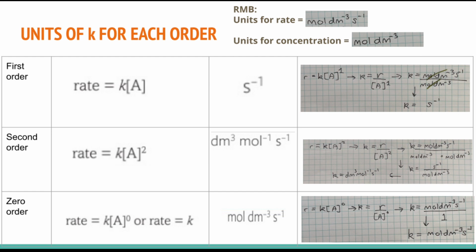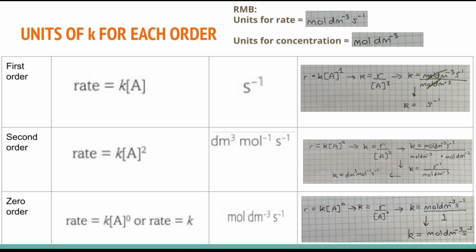And for second order, we write the rate equation again, which is rate equals little k multiplied with concentration of the species to the power of 2. And as you can see here, the units for this case are decimeter cubed per mole per second. So why is it this? Again, you want to rearrange the rate equation so that k is the subject, and you want to substitute in the units for both rate and concentration.